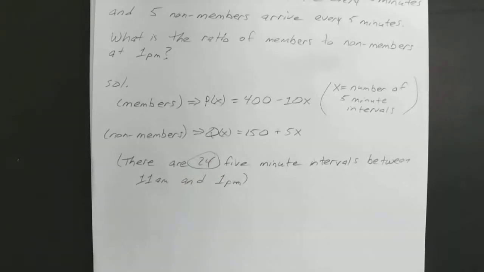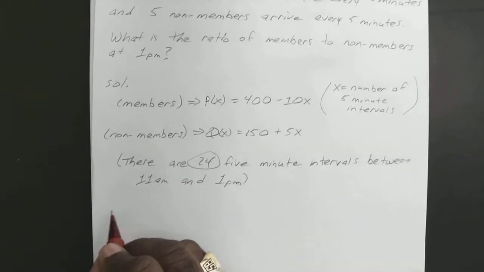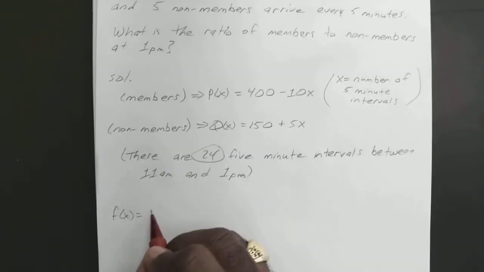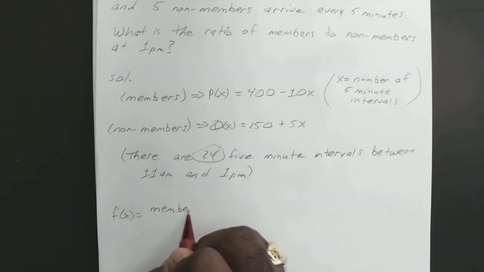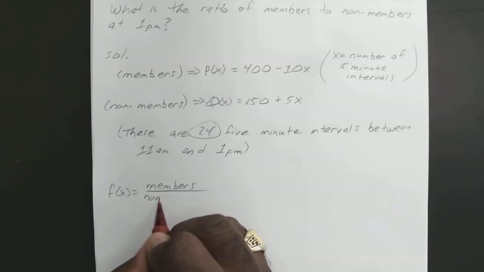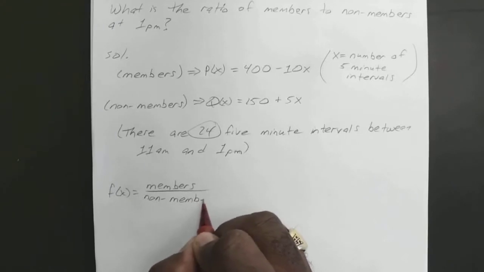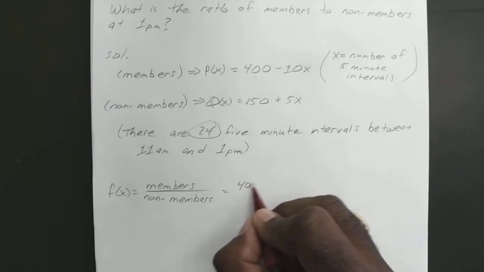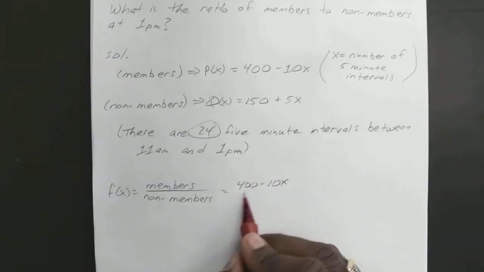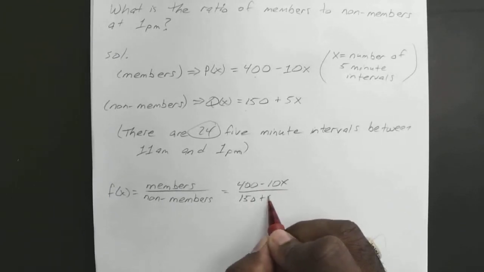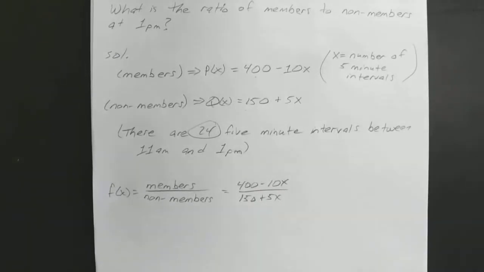All right, so that's the number we're actually going to plug into our ratio. Okay, so remember your members to non-members ratio. Bring that up some. It equals your members equation, 400 minus 10x, over your non-members equation, 150 plus 5x.